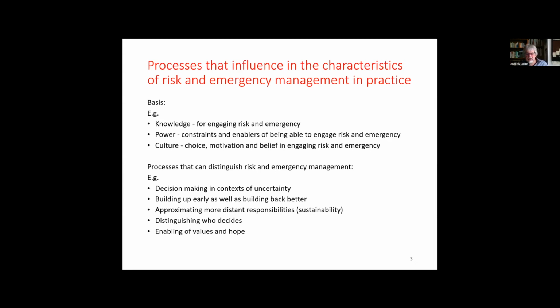Approximating more distant responsibilities would be another thing to consider. So in risk, the risk of deprivation of future societies is very long-term, and the immediate responsibility to respond to a collapsing building brings out a different type of sense of responsibility. And very often the more distant and to do with long-term sustainability, the more people are less engaged, though there are distinct initiatives to try and do something about that. And then distinguishing who decides, where power resides. So this links to my list on the previous slide in many ways. And then enabling values and hope, the cultural determinants and influences are going to be there.